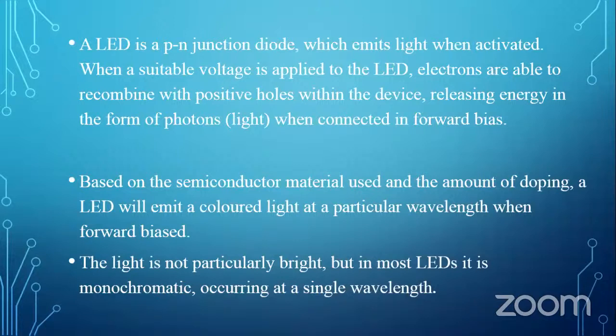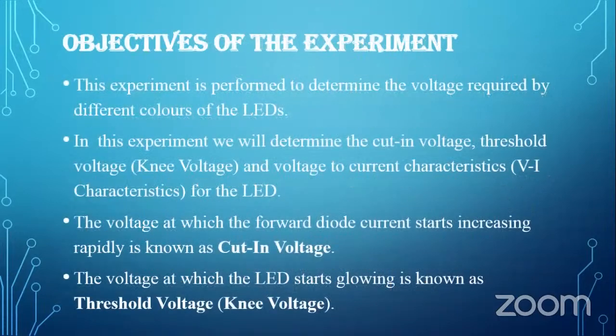Based on semiconductor material used and the amount of doping, a LED will emit a colored light at a particular wavelength when forward biased. The light is not particularly bright, but in most of the LEDs, it is monochromatic, occurring at a single wavelength. Now the question appears, what is doping? So, doping is nothing but the introduction of impurities into an intrinsic semiconductor for the purpose of changing its electrical and structural properties. Let us discuss the objectives of this experiment.